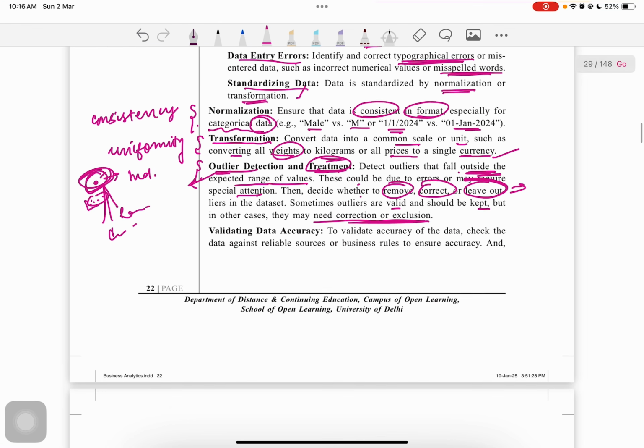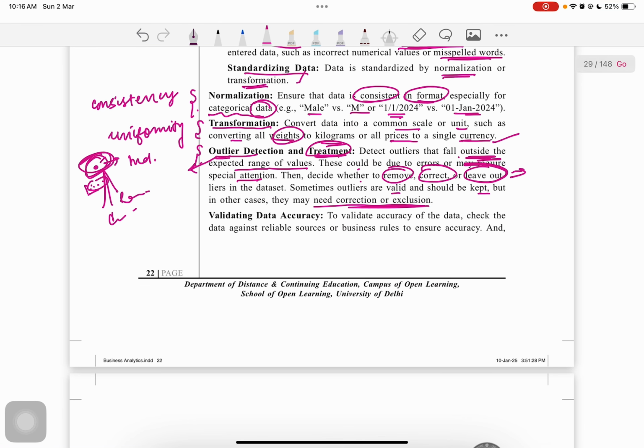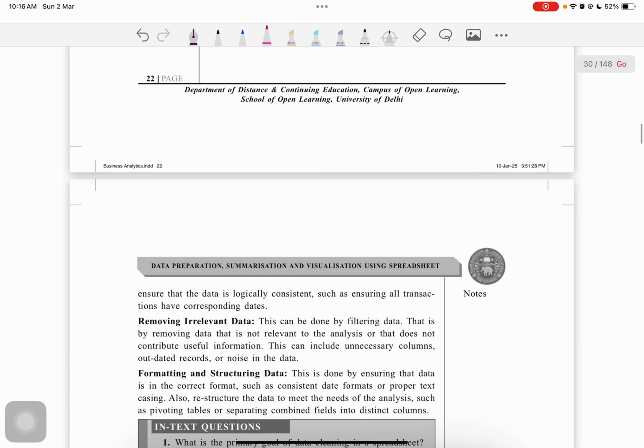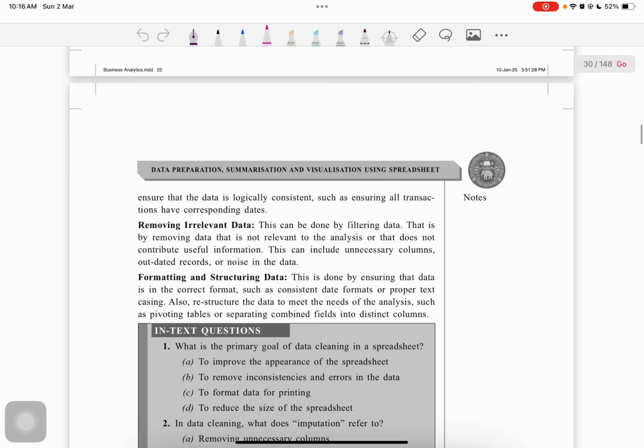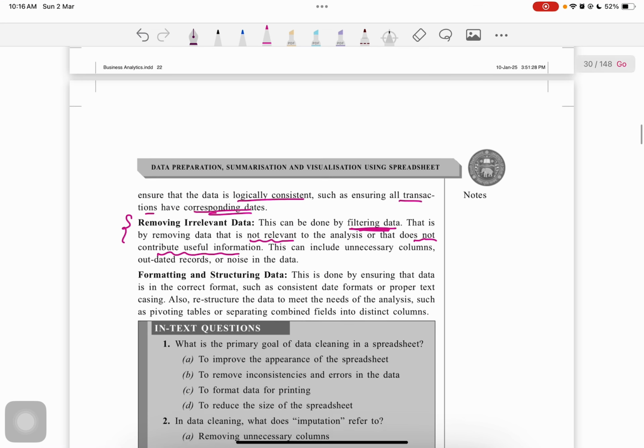Validating data accuracy. To validate the data accuracy, check the data against reliable sources or business rules to ensure accuracy. And ensure that data is logically consistent, such as ensuring all the transactions have the corresponding dates. Removing the irrelevant data can be done by using the filtering option. It is done by removing data that is not relevant to the analysis or does not contribute useful information.